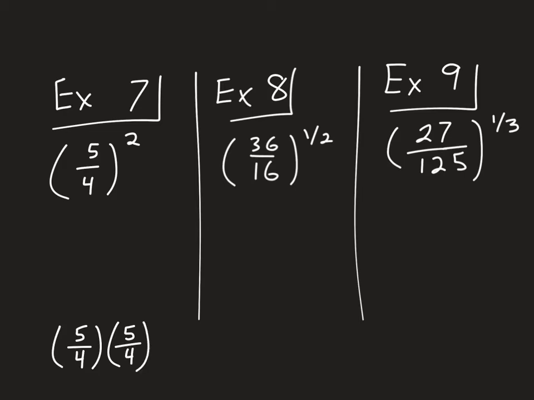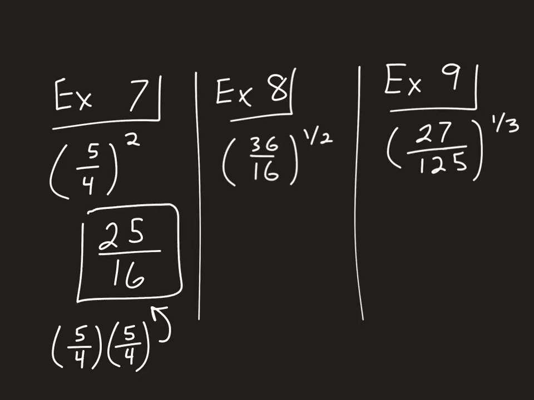And I could think of that and I could say, okay, well, that's going to be 5 times 5 is 25. And then 4 times 4 is 16. And then that's my answer. And then we can also just kind of think of it a little bit more directly, straight up from this example here where we started. And that squared, that exponent, is going to apply to both the numerator and the denominator. So now that's going to be 5 squared, which is 25, and then 4 squared, which is 16. So either way you think about it will work.